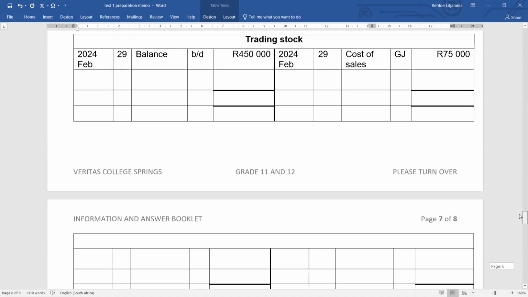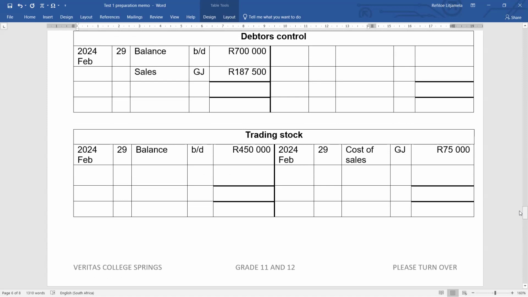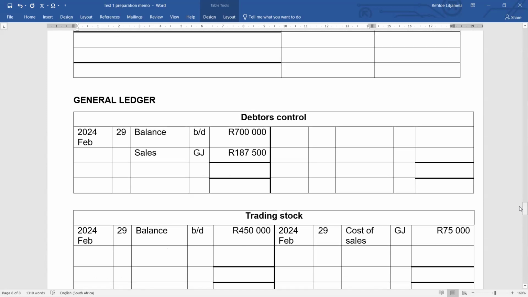Guys, if the account is not there, do not prepare it. Don't draw it. If it's not there, it means that I don't want it. If you watch yesterday's video, you will know what those empty blocks are for. Things like cost of sales, I will normally give them to you, especially if it has a balance. Those blank ones don't have balances at all.